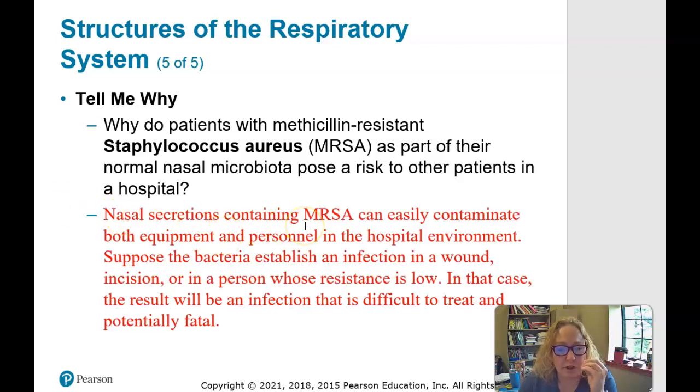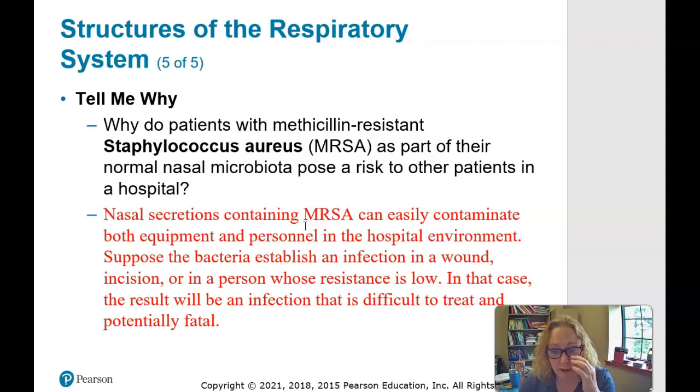Your nasal secretions that contain this can actually contaminate the equipment, the breathing equipment. Think how often you're breathing in a very contained hospital room. So it can contaminate that equipment. It can contaminate a person. You can breathe on the nurse and then the nurse can go somewhere else, and that bacteria can establish an infection in a wound in another patient. This is why there's so much scrubbing and changing things out. Or it can infect a person who has low resistance, right? If you're in the hospital, you're not in peak condition. Otherwise, you wouldn't be in the hospital.